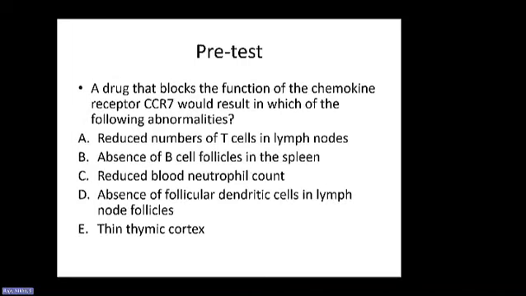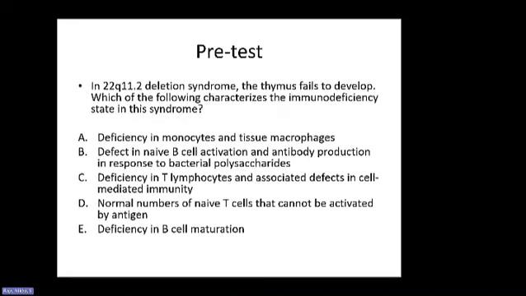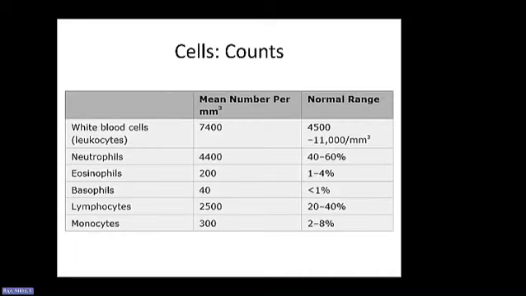Couple of pre-test questions. A drug that blocks the function of chemokine CCR7 would result in which of the following? And in 22q deletion syndrome, the thymus fails to develop. Which of the following characterizes the immunodeficiency state in this syndrome? All right, let's get started. We'll come back to those questions at the end, unless you have some other question. Hang on to those answers.